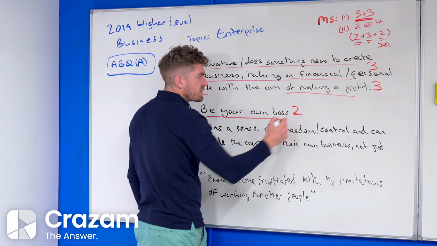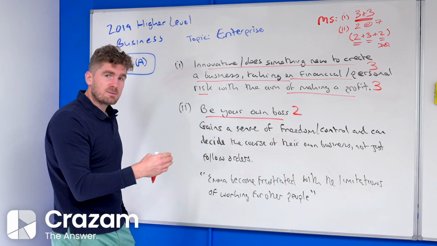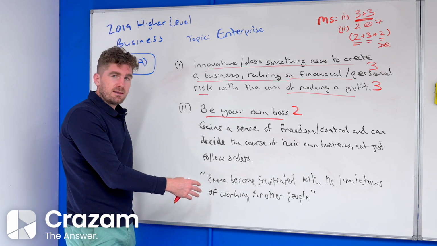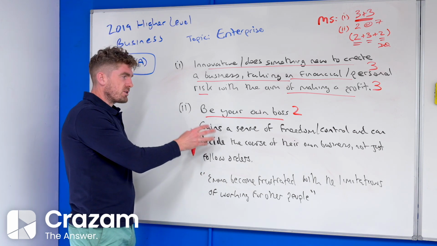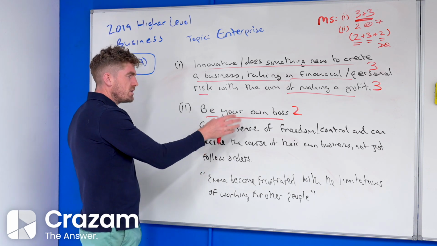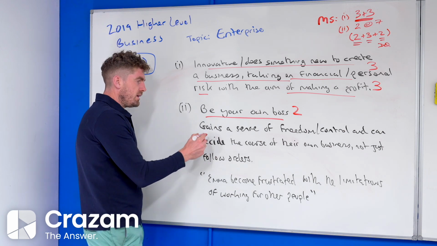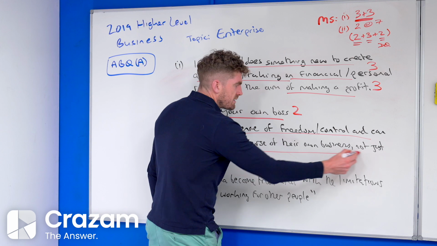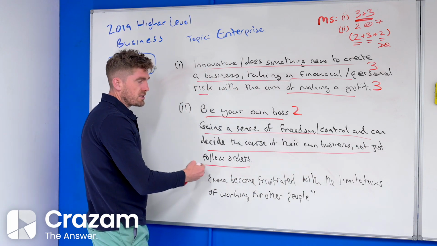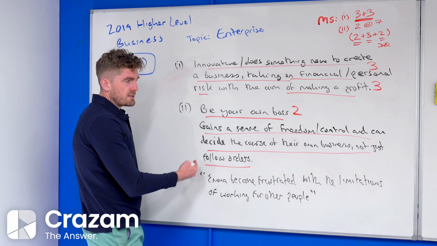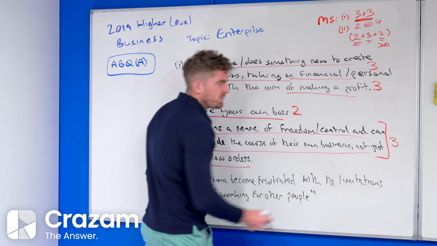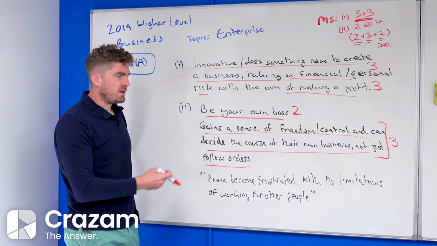So you can see there were 2 marks going for that. You want to then expand it. Often in the ABQ, people just jump into writing the ABQ text, where you need to give your textbook knowledge here first. So how do you develop being your own boss? How is that a benefit? You gain a sense of freedom, control, and can decide the course of their own business, not just follow orders, or they're not stuck just following orders that they don't believe in. Anything along those lines would be perfect for your development along your heading there, being your own boss.